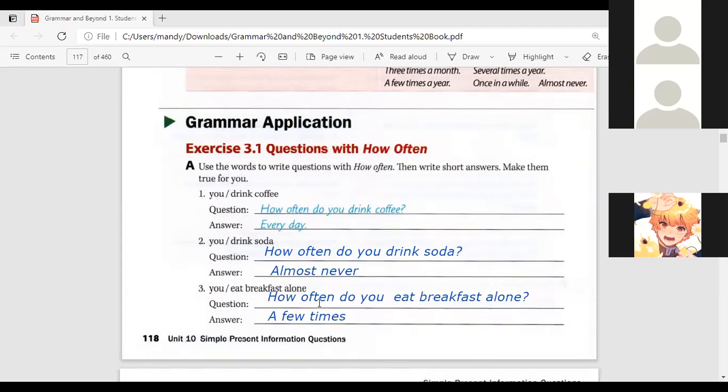Okay, Abby, how often do you eat breakfast alone? Sometimes I don't. Sometimes, breakfast alone. Okay, so you prefer to eat your breakfast with your family, yes? That's good. Okay, Valentina Navas, how often do you eat breakfast alone?